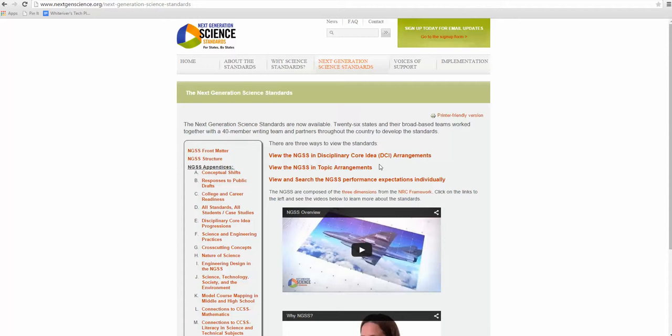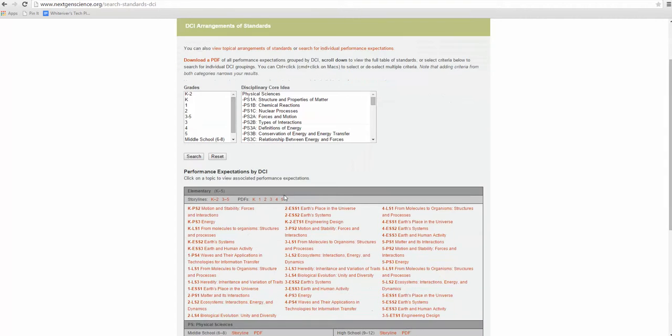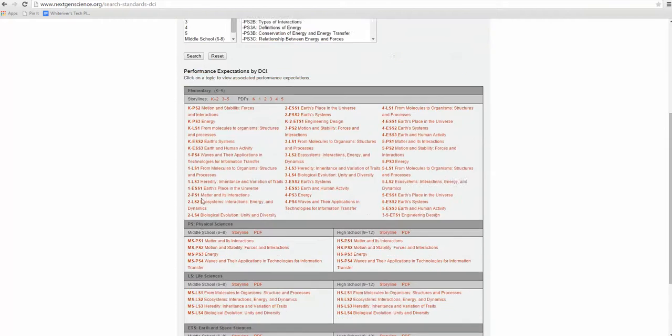So to find the standards, you're going to click on this first link right here, and you have two ways of searching. You can search right here by grade level, or if you know the exact strand or standard that you want, you can click right here. And we're going to stay in this first box because that is for elementary, and down here we get more into middle school and high school.